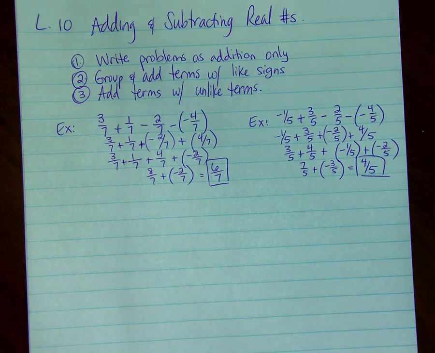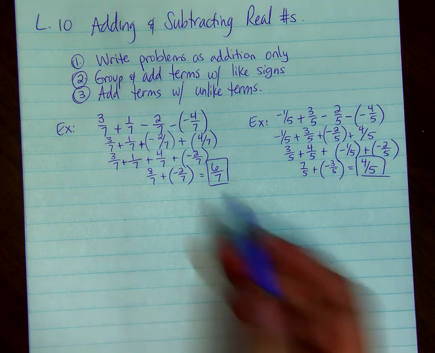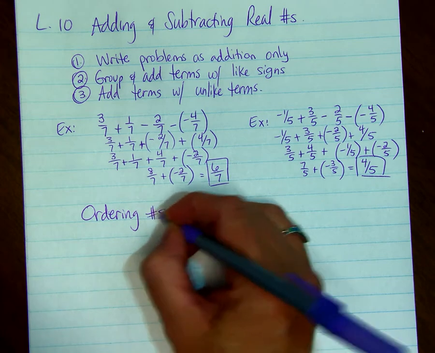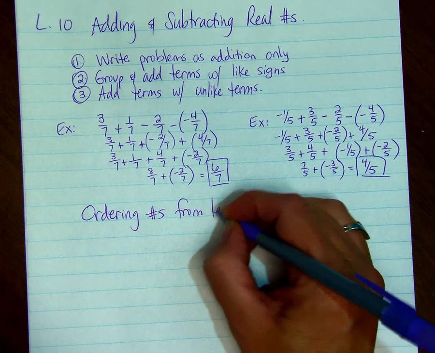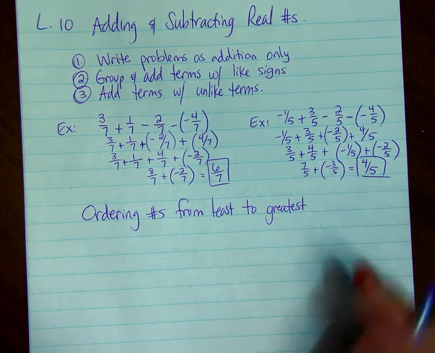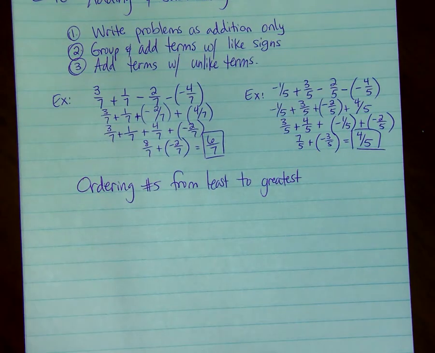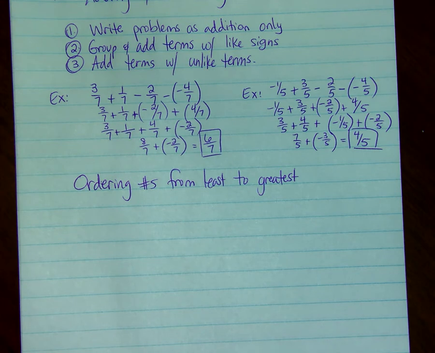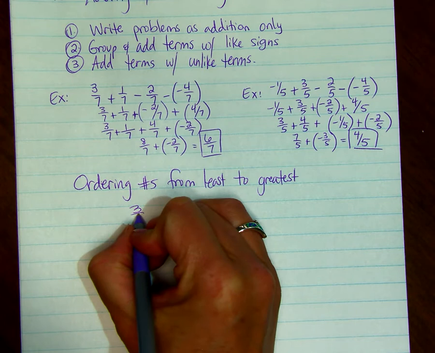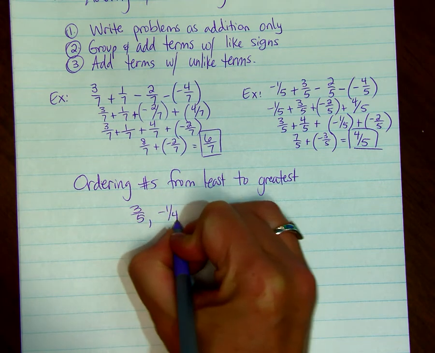Now, one more part of this lesson is ordering numbers from least to greatest. We'll have a lot of problems like this. You want to read it carefully because it might be ordering from greatest to least, but most often in your book you'll see it from least to greatest. So here's an example of some numbers given in a list.